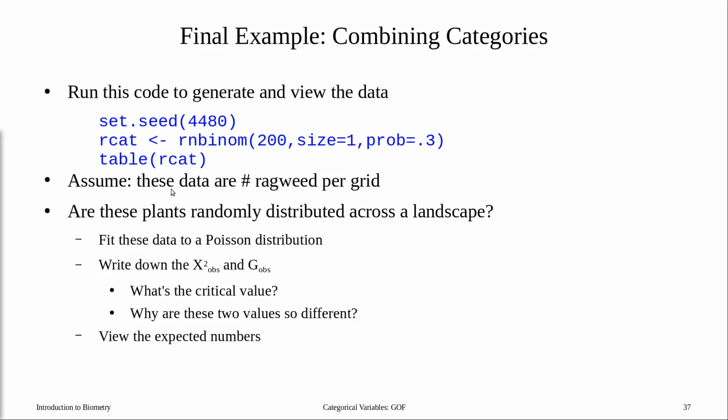So what I want you to do is, with this table, I want you to write down the chi-square observed and the G observed value, and then look at the p-value and see, do our conclusions differ? And then, after you do that, I want you to look at the expected numbers. So pause the video and go ahead and do this in R.